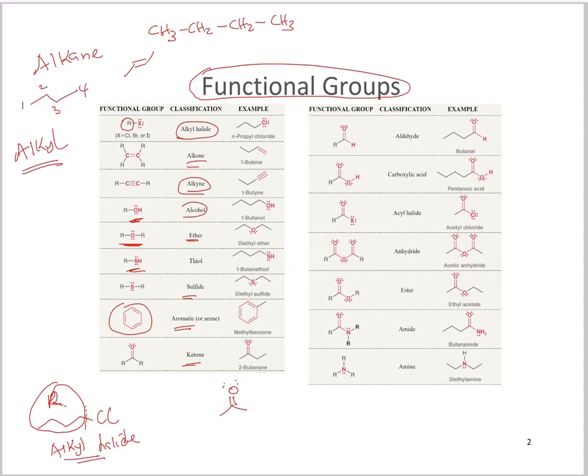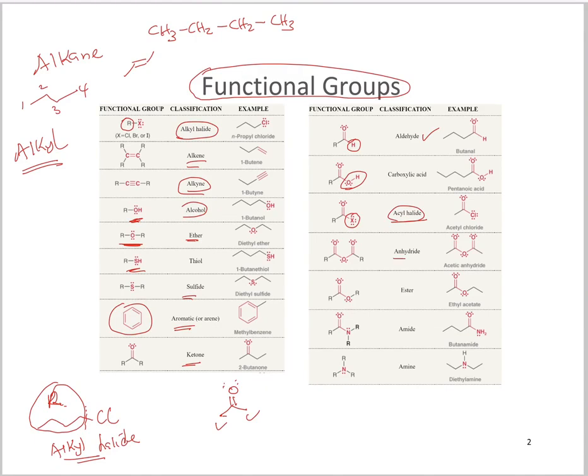We could also have an aldehyde. So instead of having two carbon atoms flanking a carbonyl, on one side we have a hydrogen. Whenever one side is a hydrogen, we call that an aldehyde. If we have an OH instead of a carbon on one side, we call that a carboxylic acid. So carbonyl with an OH on one side, we call it a carboxylic acid. If we replace one of the carbons with a halogen, we call it an acyl halide.